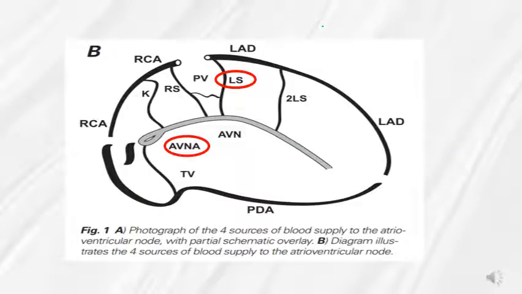AV nodal artery is the main source of blood supply to the node. It arises mostly from the RCA just after the bifurcation with a straight course to the AV node. In 2% of cases, there is a dual AV node supply from both the CX and the RCA. First septal artery arises from the LAD. It reaches the septum, right side of the septum, to supply the AV node from the superior part of the septum.